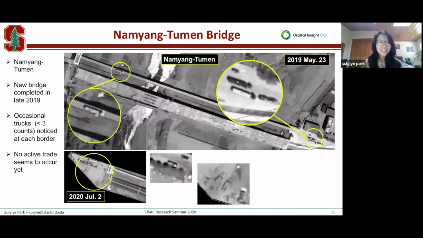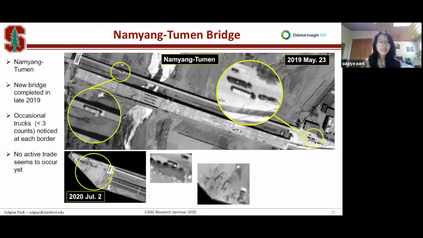Next slide, please. We also tried to capture trucks on the bridge at the Sino-Korean Friendship Bridge. However, the rather complex support structure of the bridge obscures the view of the road, making it really difficult to capture trucks on the bridge. But such depiction can be done for the Namyang Tumen Bridge. This is another bridge between China and North Korea. It's fairly new. It was completed in late 2019.